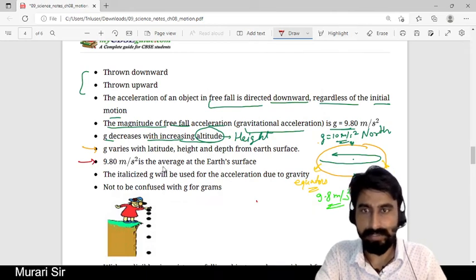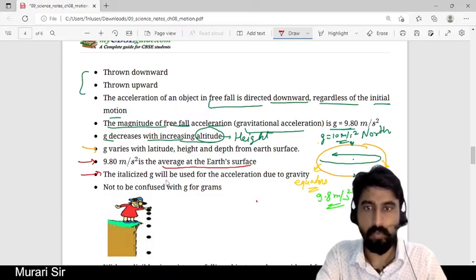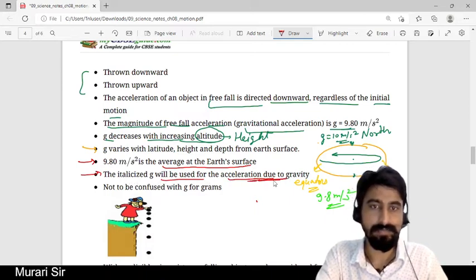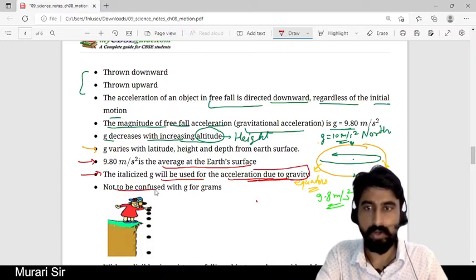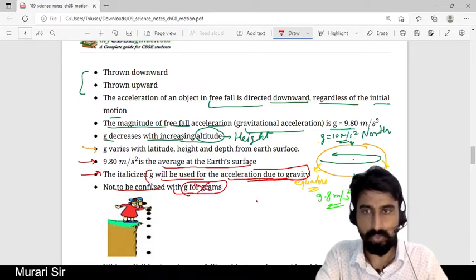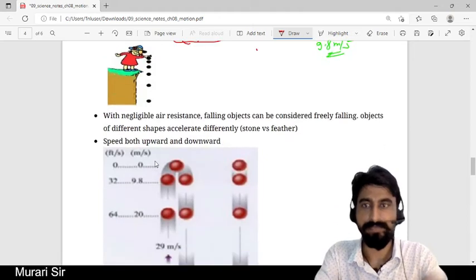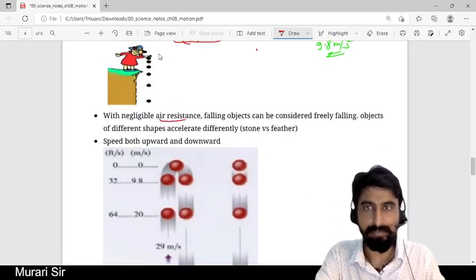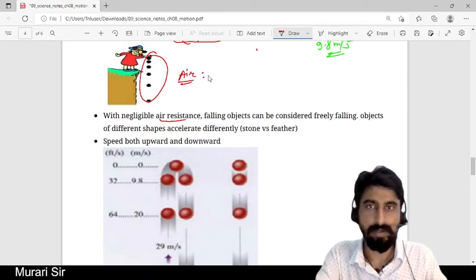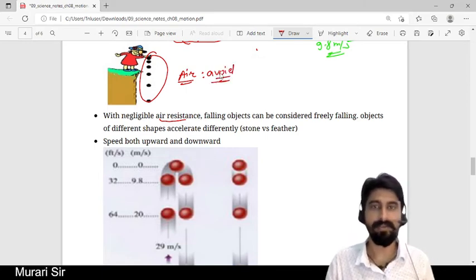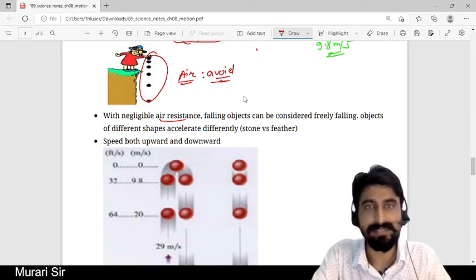9.8 meter per square second is the average on the Earth's surface. The italicized g will be used as the symbol for acceleration due to gravity, not to be confused with g for gram. This is not gram. This is italicized, its symbol is written in a slightly italic form. With the negligence of air resistance, what are we doing here? Here we are not considering air resistance, right? Avoid. You can avoid the air resistance as it is given in the question. All right, so it's a very simple part, don't worry about that.